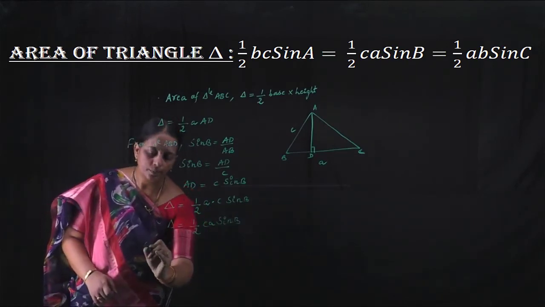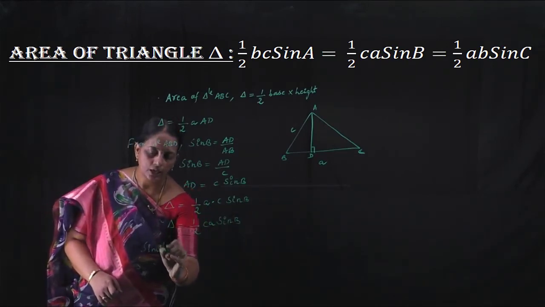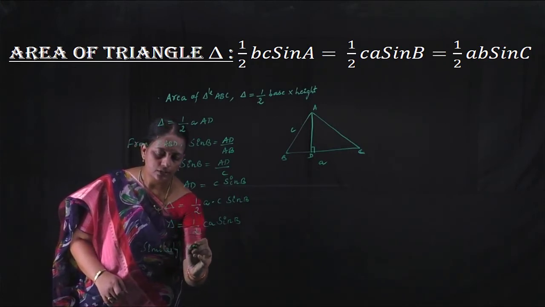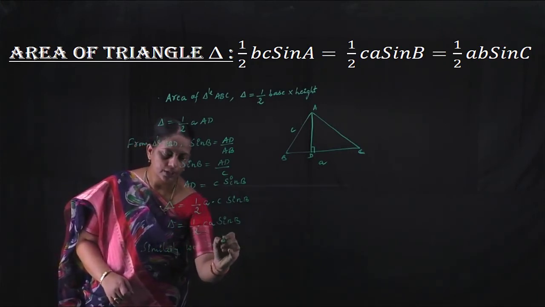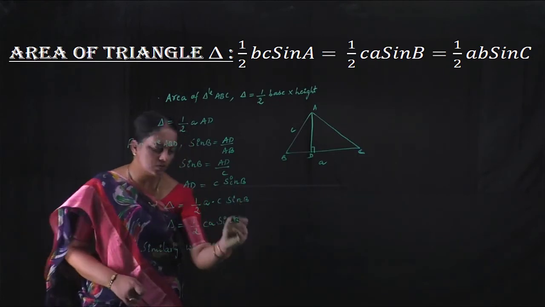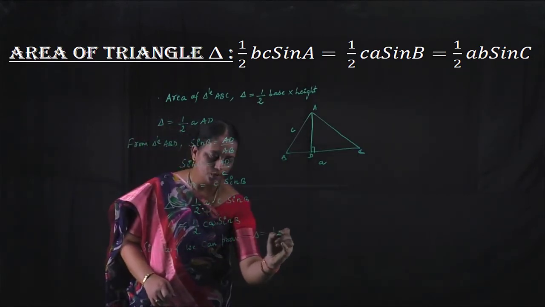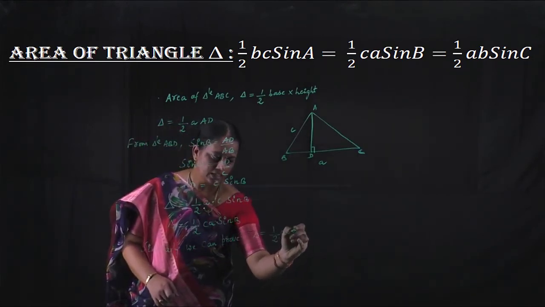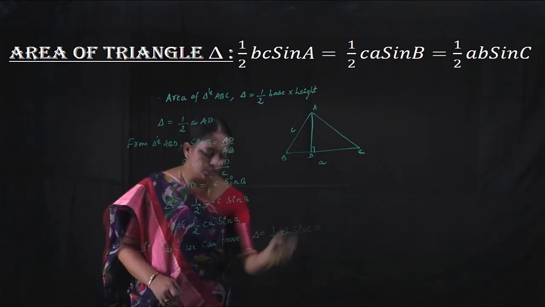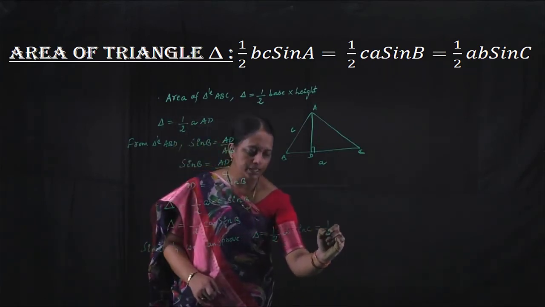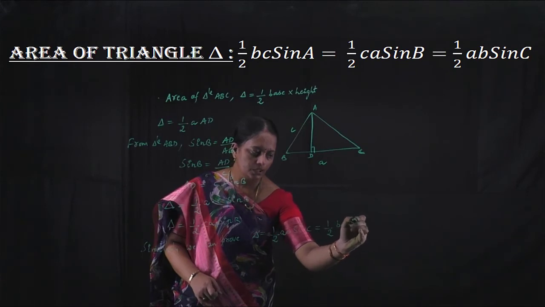Similarly, we can prove delta is equal to half ab sin C, which is equal to half bc sin A.